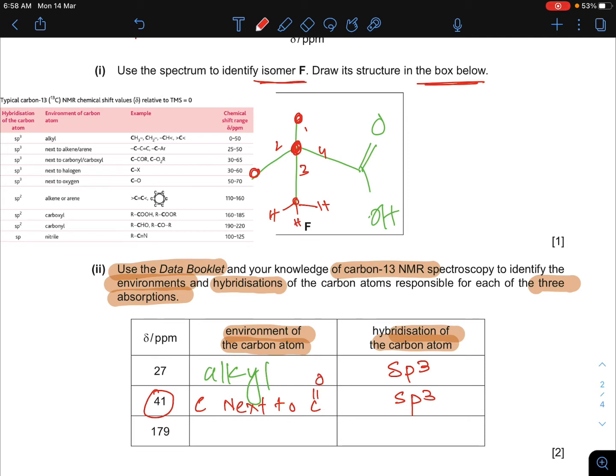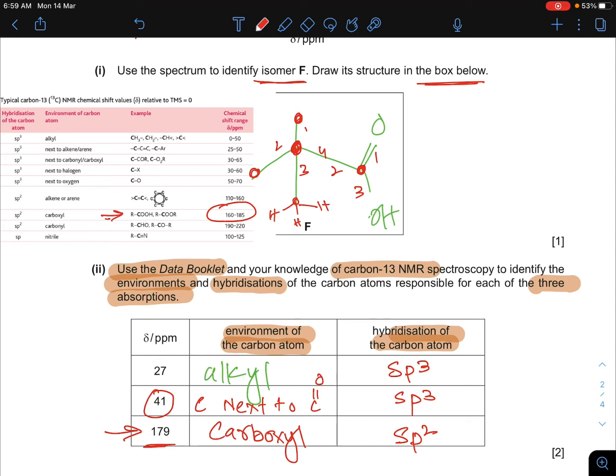And the last carbon atom is the carbonyl. So that would be carboxyl. This one, and the chemical shift value is 179. And this comes in the range 160 to 185. So that means it is a carboxyl group. And the hybridization of this carbon is 1, 2, 3. So it has a total of 3 sigma electron pairs, one is a pi bond. So the hybridization would be sp2. So this is how you have to fill the table: the environment of the carbon atom and the hybridization of the carbon atoms.